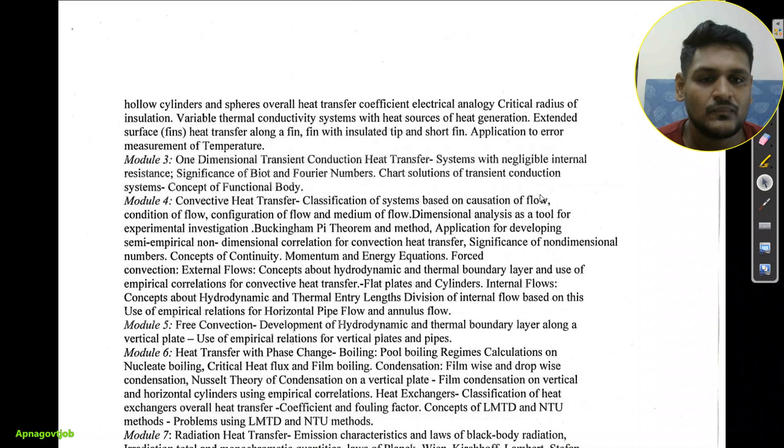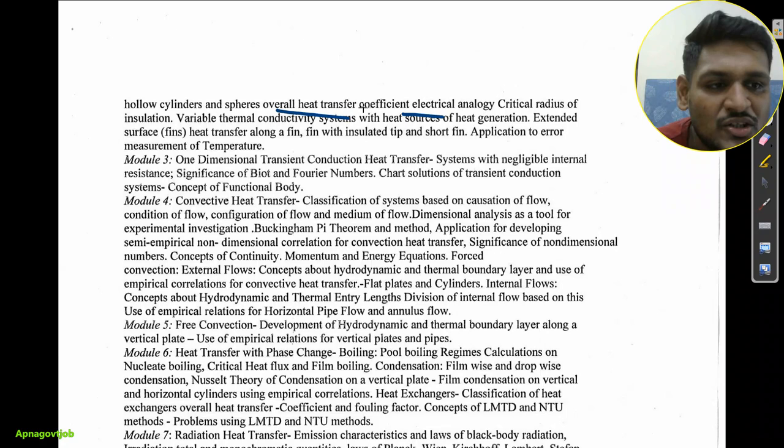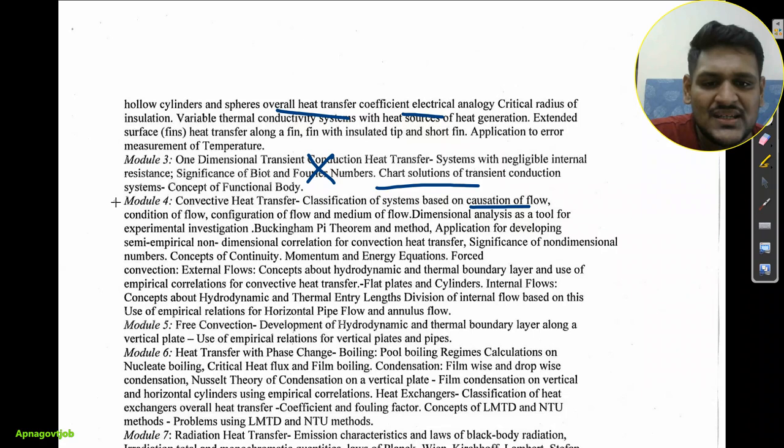Then hollow cylinder, sphere, overall heat transfer coefficient, electrical analogy, one dimensional transient conduction heat transfer. The Heisler chart solution of transient conduction systems, this thing you can leave. Then convective heat transfer, classification of systems based on the nature of flow, condition of flow, configuration of flow. Just have a look at whatever topics are there here, just get the basic things. Then you have free convection, development of hydrodynamic and thermal boundary layer along a vertical plate. Then heat transfer with phase change, boiling, pool boiling.